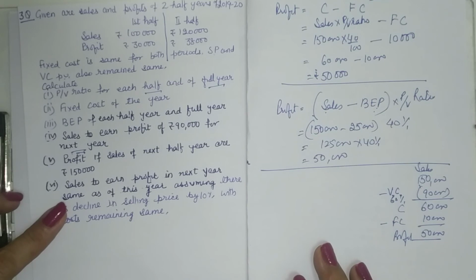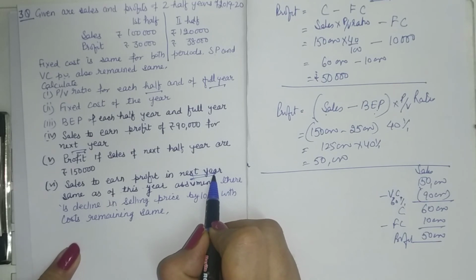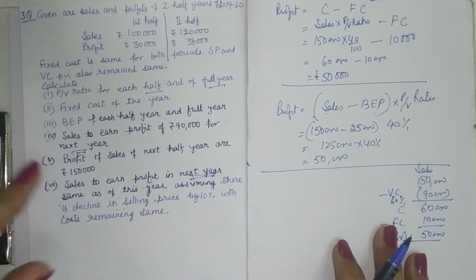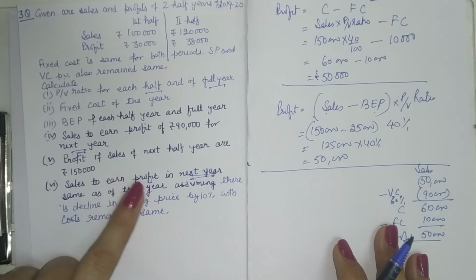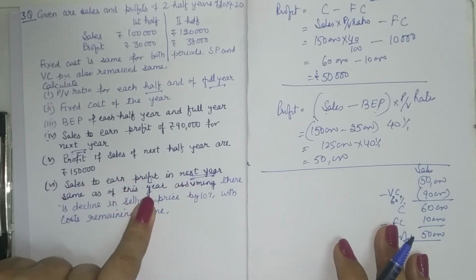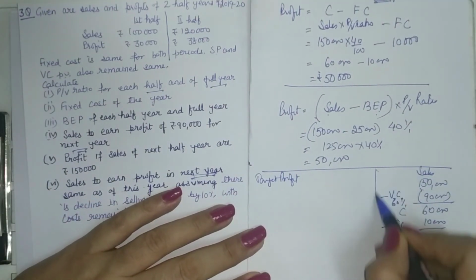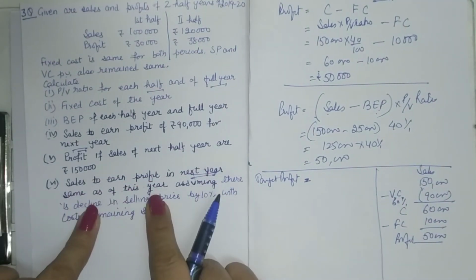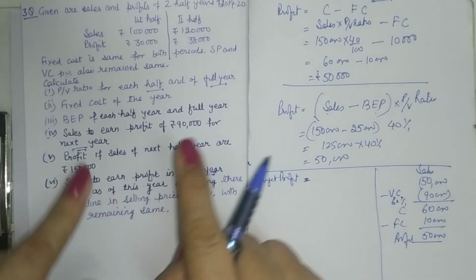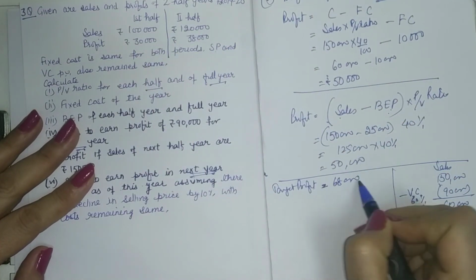Now last, sales to earn profit in next year. Okay, yearly information is needed. You want to determine sales. Assuming you are to make profit in the next year same as that of this year. So you want to make the same profit. So can you tell me the target profit? Just pause the video for a while and think of the target profit. It is the profit of the next year same as of this year. So how much profit was there in this year? Just wait for a minute. Yes, profit of this year is 68,000. So this is your target profit.